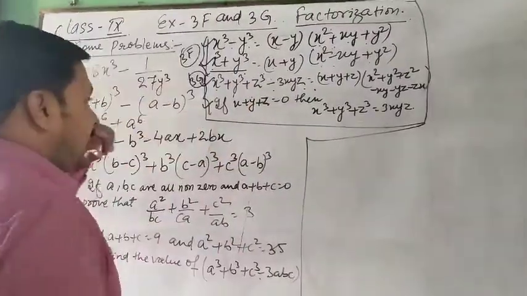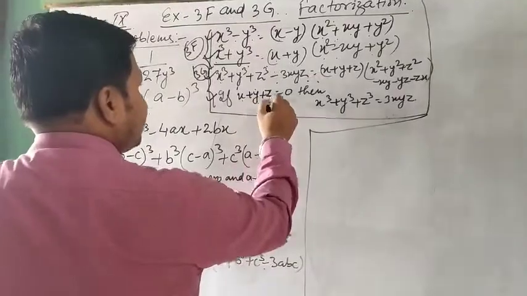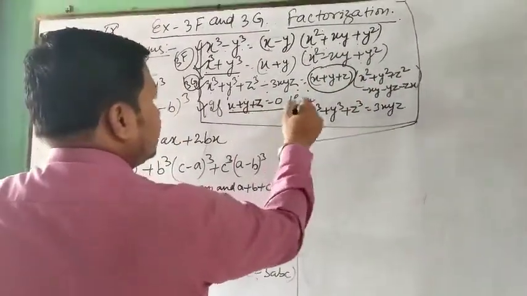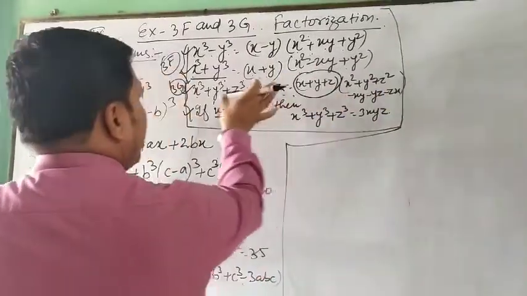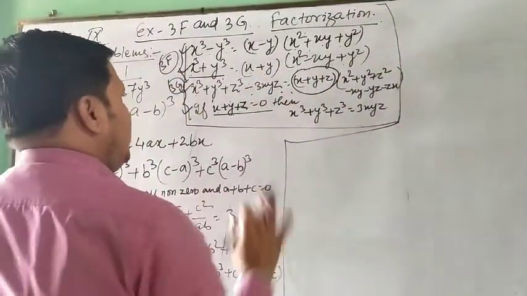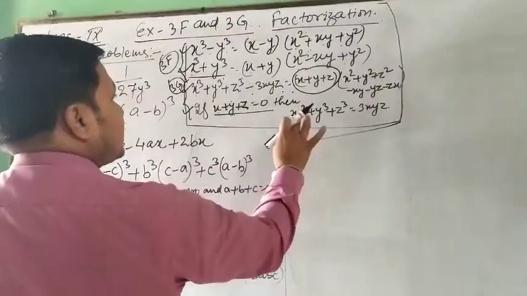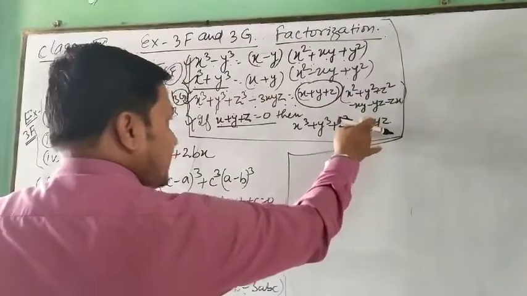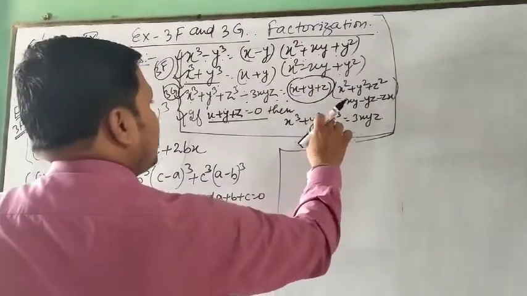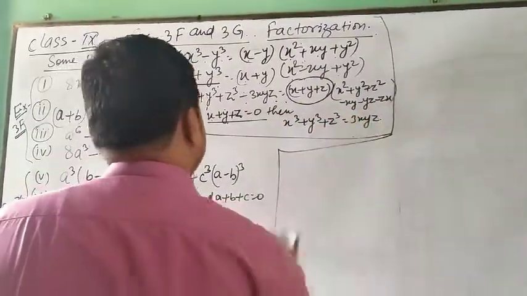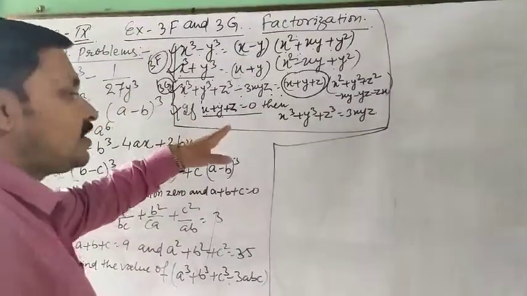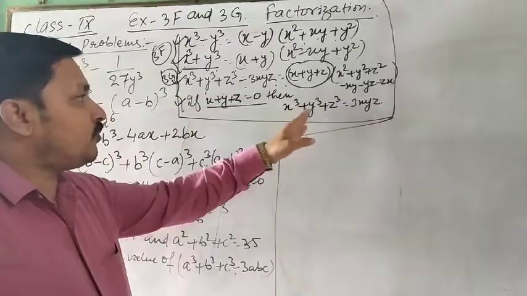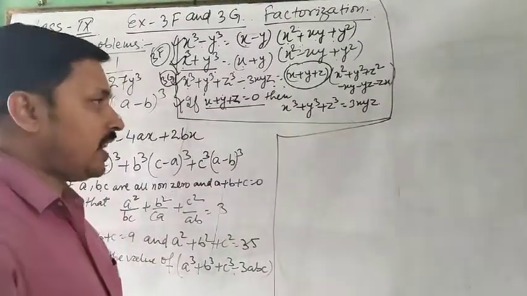Now focus. If x plus y plus z in this formula is 0, then the RHS of this formula is totally 0. So the 3xyz should change its side and becomes plus. That means x cube plus y cube plus z cube equals 3xyz. If x plus y plus z equals 0, then the value of x cube plus y cube plus z cube equals 3xyz.